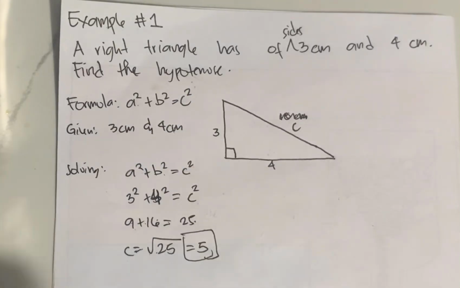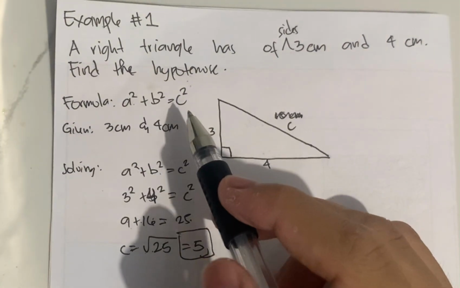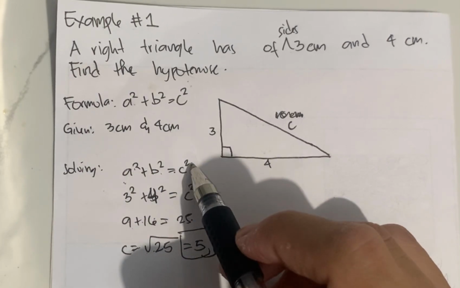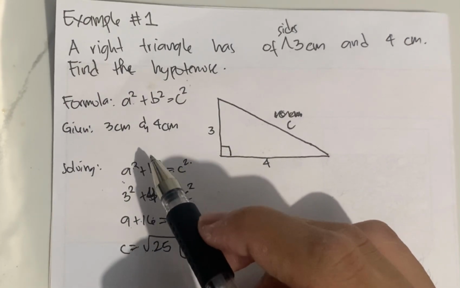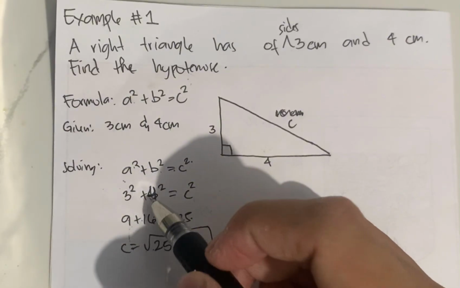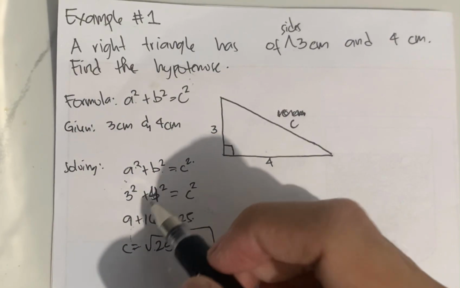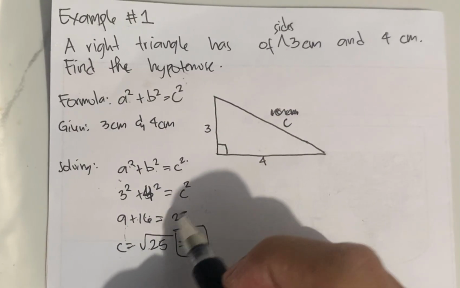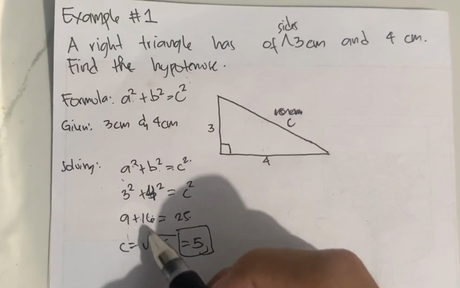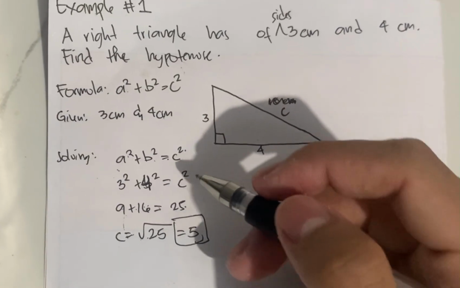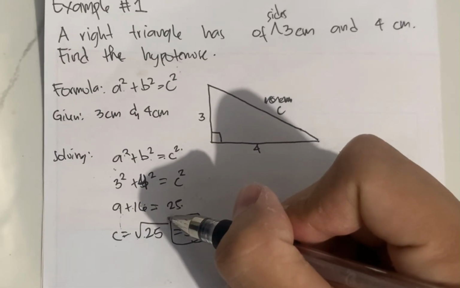To solve this, we use the Pythagorean theorem, a squared plus b squared equals c squared. By simplifying the given, 3 squared is equal to 9, and 4 squared is equal to 16. So 9 plus 16 is equal to 25. So c is equal to the square root of 25. So the answer is 5. Our hypotenuse is 5.